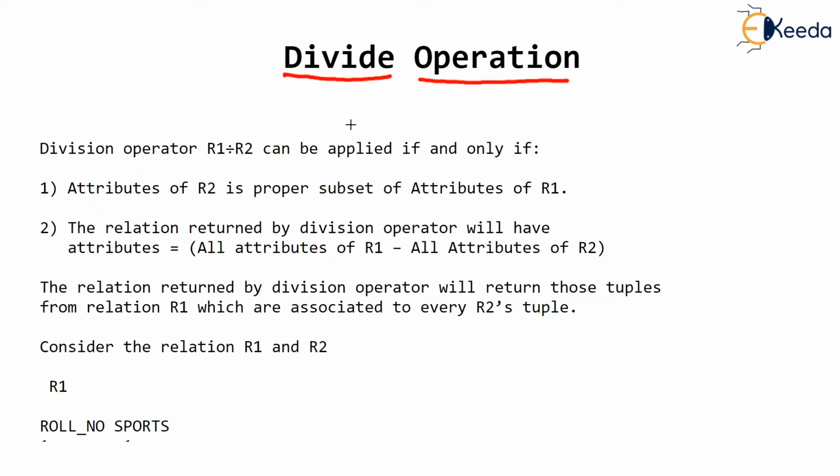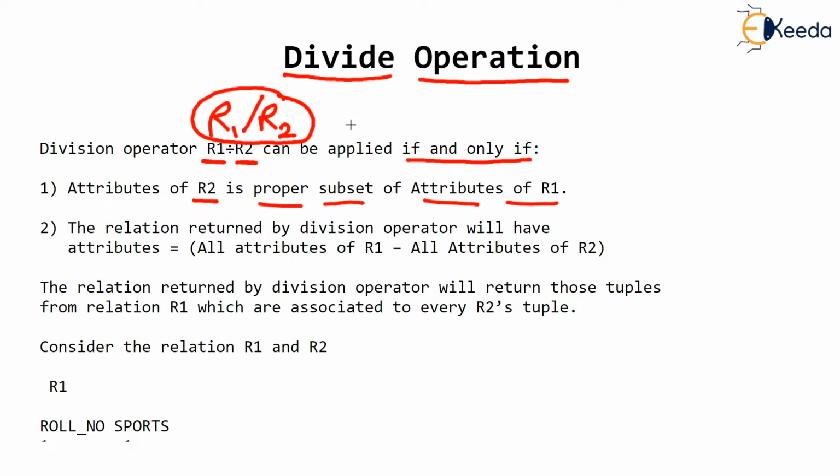Now note, the division operator is indicated between two tables or two relations R1 and R2 with this divide operator. Many authors write this as R1 divide R2, where R1 and R2 are two relations. But this division between two relations is possible if and only if there are some rules: you can divide R1 by R2 only if the attributes of R2 are a proper subset of the attributes of R1.